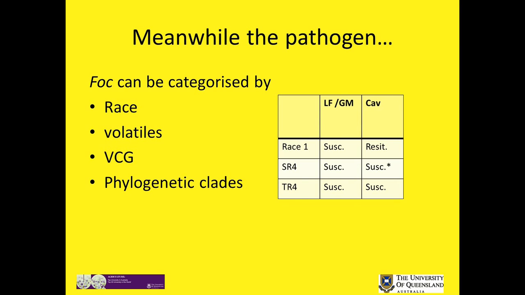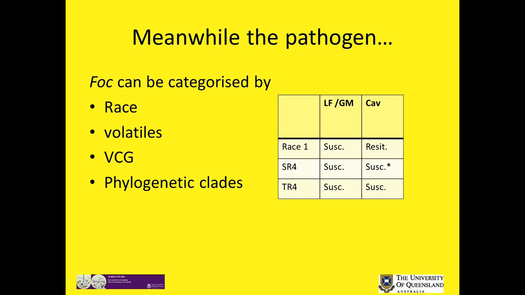Now, I'm just going to have to speed up because I want to talk about the pathogen as well. So we're looking at that too. Now, Fusarium oxysporum cubense can be categorized by race, which I've talked about before. There's also volatiles. You used to be able to distinguish race 1 and race 4 by sniffing it, because there were different volatiles given off. Apparently that's not concrete, that one. People are mostly reluctant to do that.